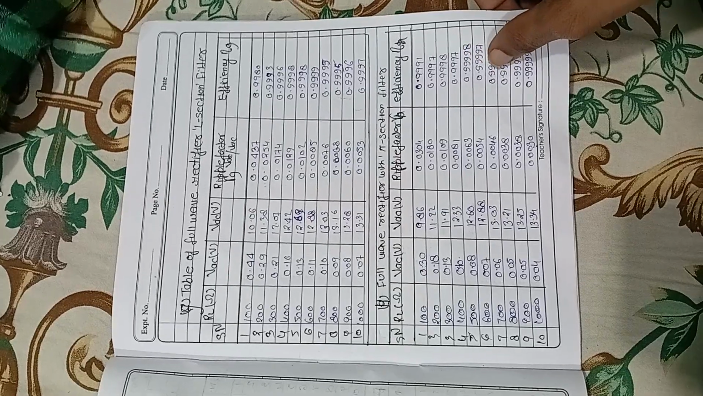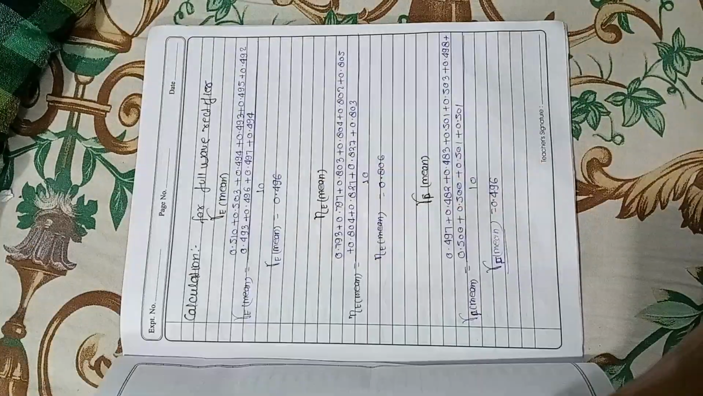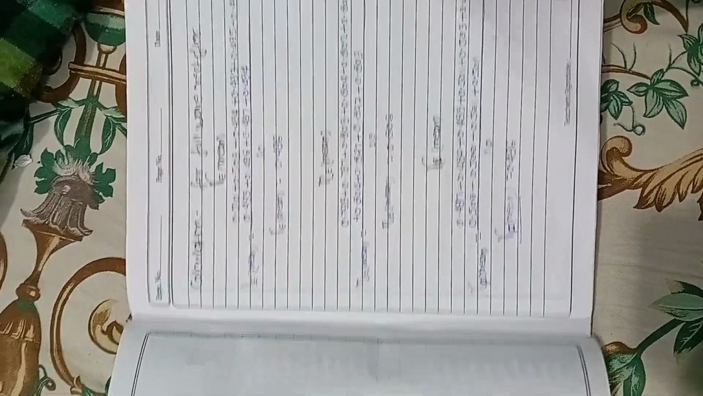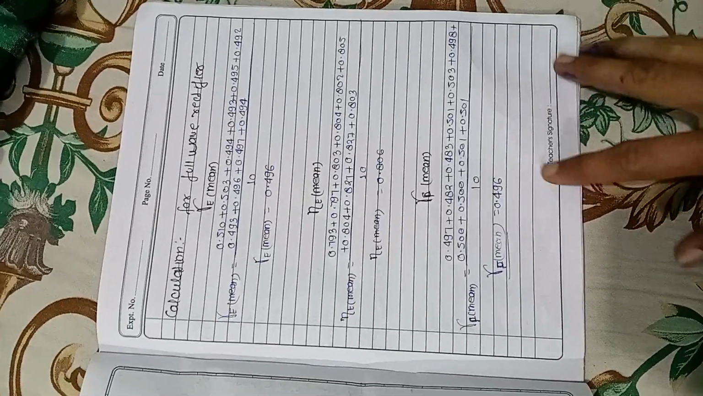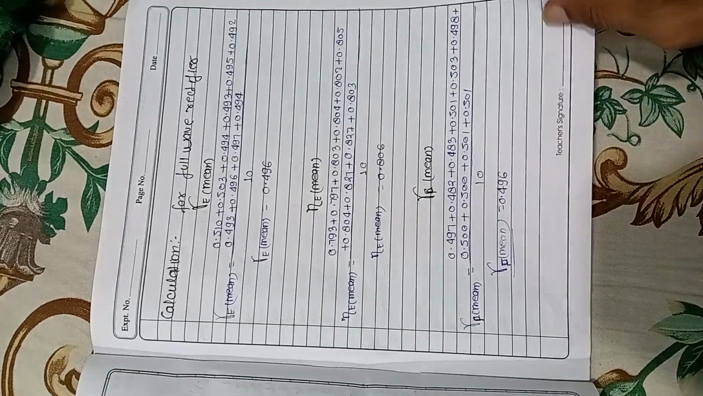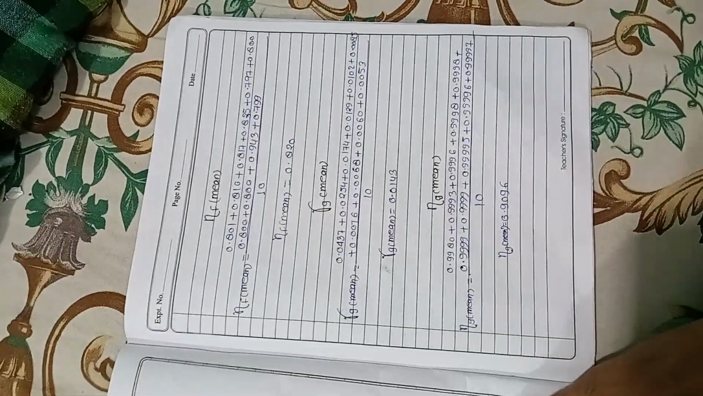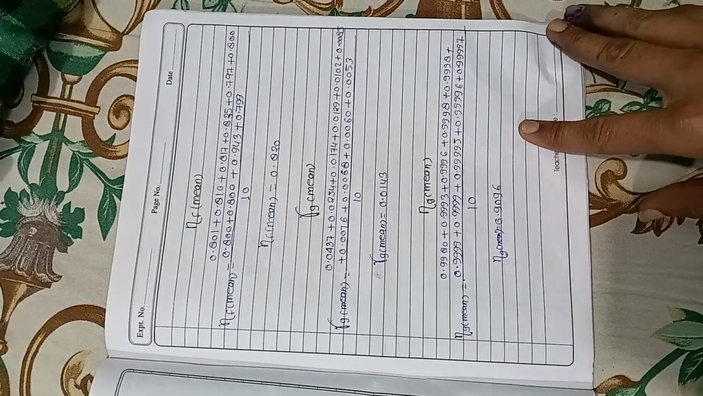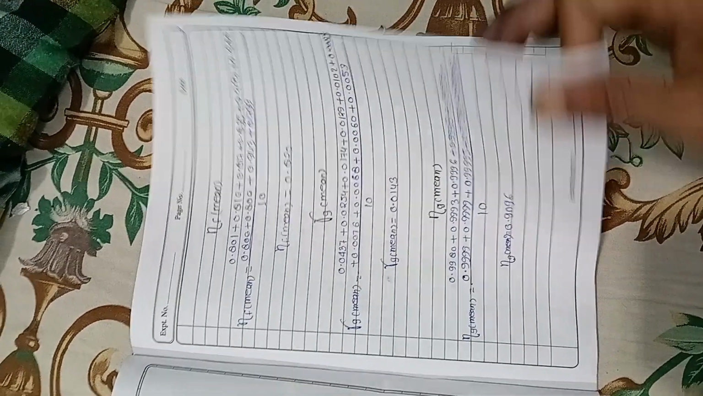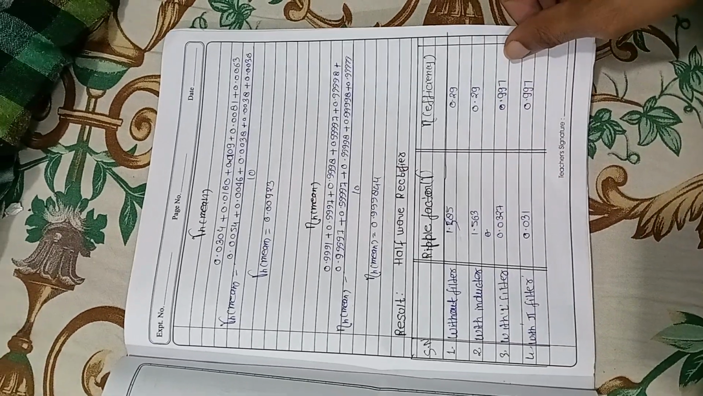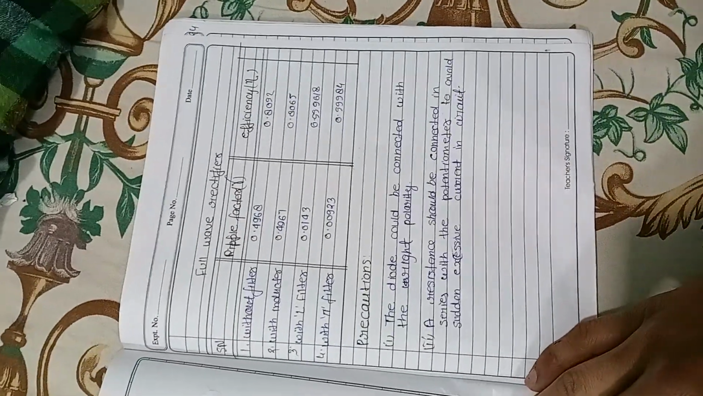The formula of ripple factor is gamma equal to VAC upon VDC. VDC means the measured DC voltage, and VAC is the measured AC voltage by multimeter. Multimeter is the device by which you can measure different types of values like resistance, AC voltage, DC voltage, also diode, and also check the continuity of the wire.